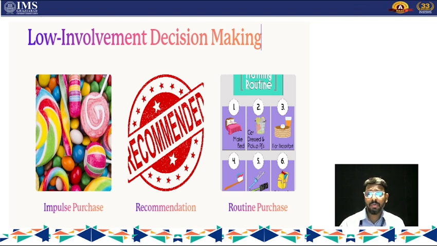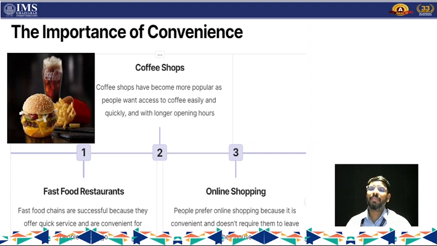Second, impulse buying is the sudden and immediate purchase of a product without any pre-shopping intention, right? So these are the various products where we show low involvement just because of the low risk and the low cost, right? Next slide is the importance of convenience.